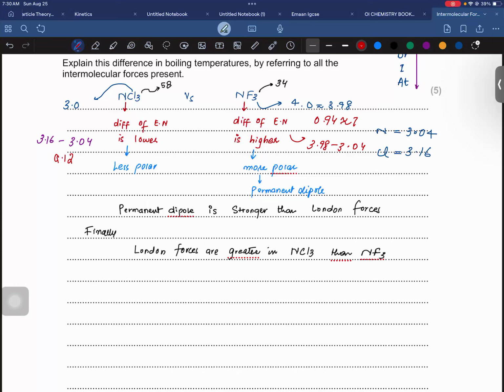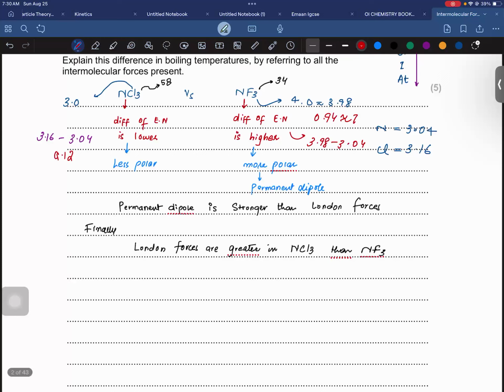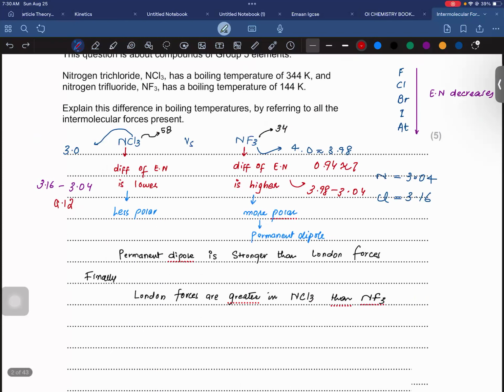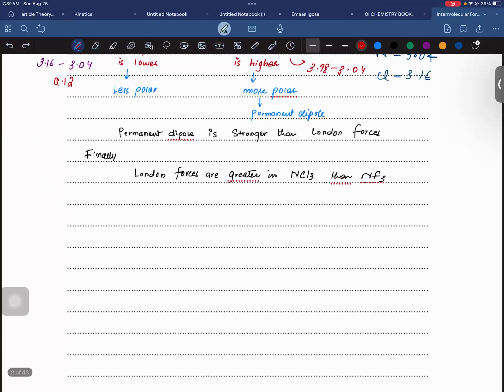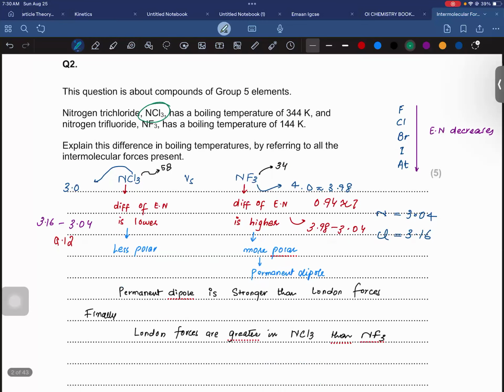So that's why I can say that London forces are greater in NCl3, because you can see 58 electrons and 34 electrons. The London forces are the dominant factor in this question, so I am going to consider the London forces. Obviously more energy is needed to overcome the force of attraction in NCl3, so it would have the higher boiling temperature.